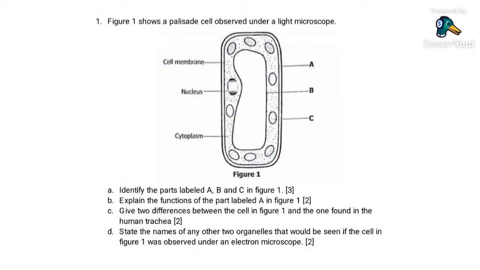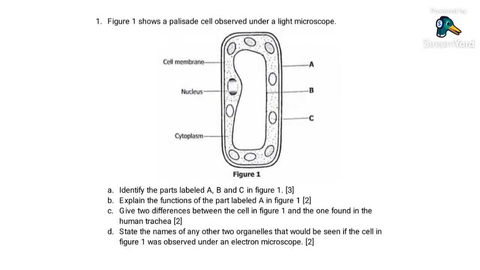Remember, a cell is made up of organelles. Organelles come together performing different functions to form a cell. Looking at this figure, A is the cell wall, B is the vacuole, and C is the chloroplast. Those are the three organelles that are labeled. On the other hand, we can see that we've got the cell membrane, the nucleus, and the cytoplasm. So this is the external structure of a palisade cell, also known as an animal cell.